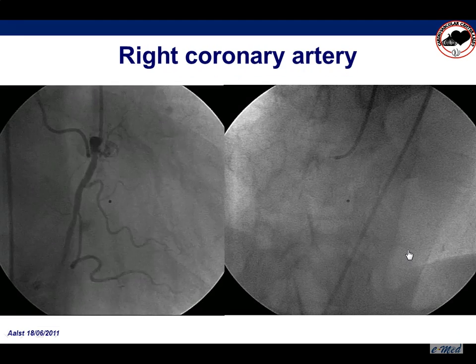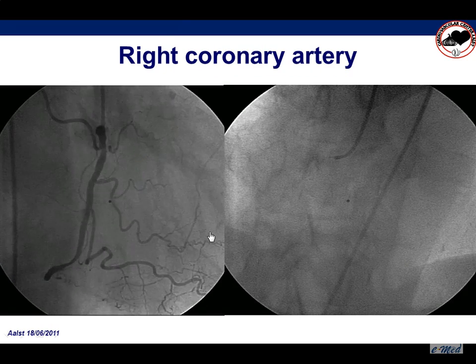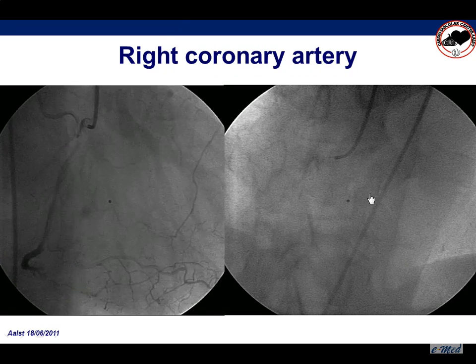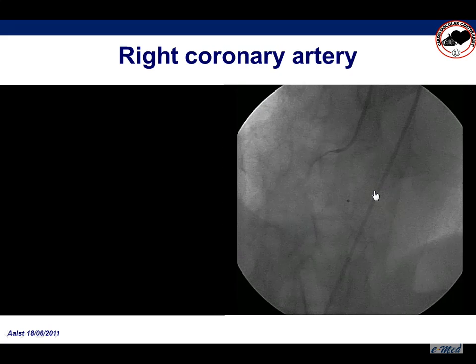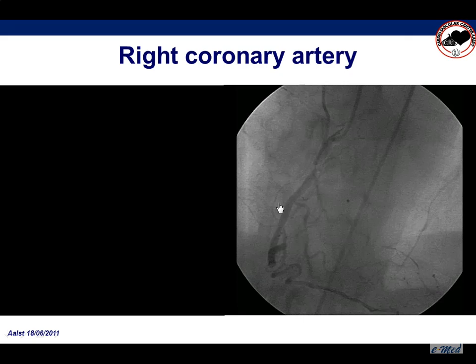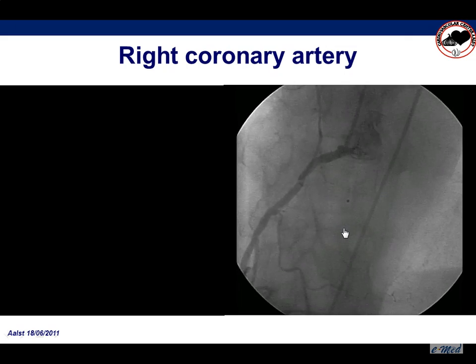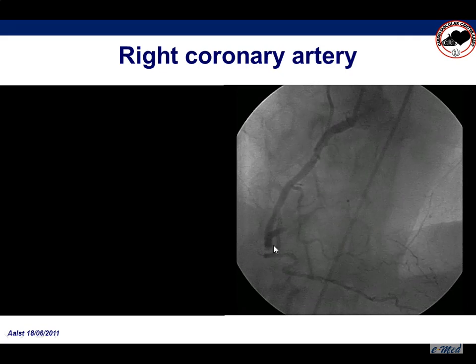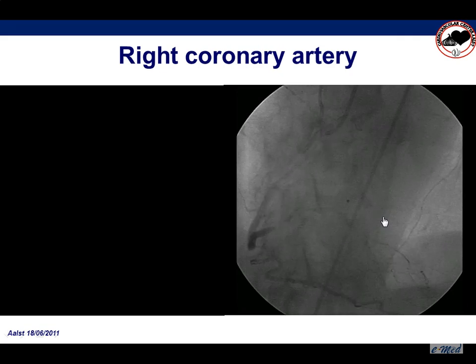On the right side, diffuse disease and very slow filling distally, better seen here. On this AP cranial view, there is actually diffuse disease in the mid portion, but the distal right is also occluded, if not, looks like a chronic occlusion.